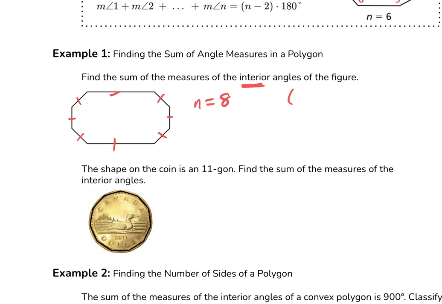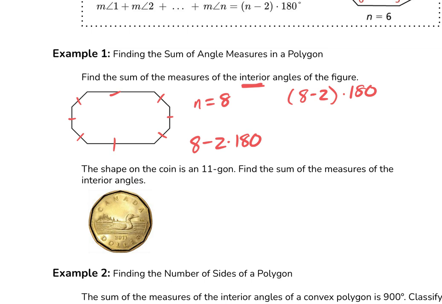So my formula would be 8 minus 2 times 180. Okay, and here's what I'm going to tell you. If I'm going to put this into my calculator, using parentheses is going to be very, very crucial to what we're going to do. If you put this into your calculator without parentheses, what's your calculator going to do first? It's going to do the multiplication first. Your calculator is smart enough to do the order of operations first.